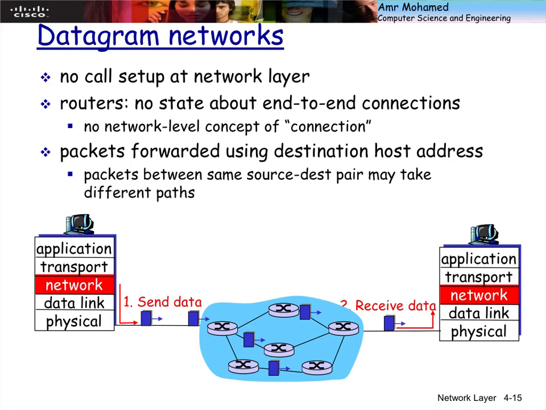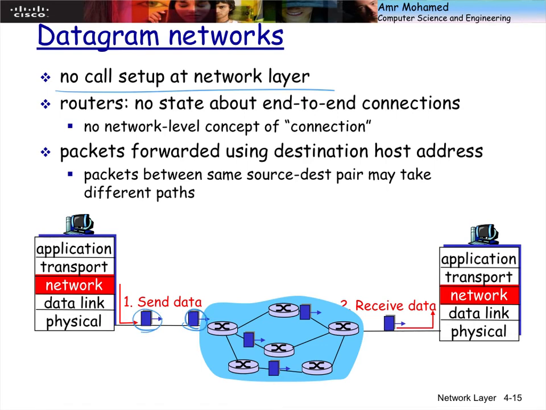Alternatively, I can use datagram networks, which is used by IP. No call setup, no call teardown, nothing. If you want to send a packet, just send it. And routers also maintain no state. All they do is read only the destination IP from the packet, and based on that, they perform the packet forwarding. That's it.